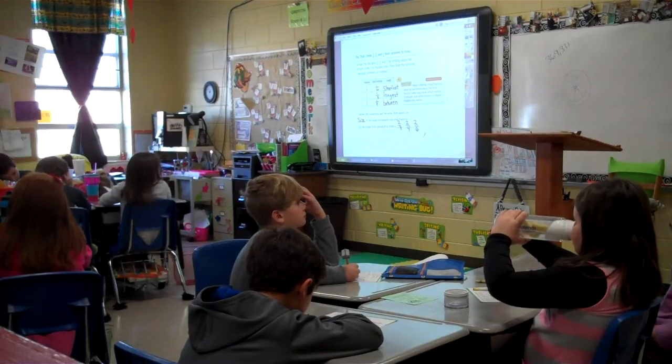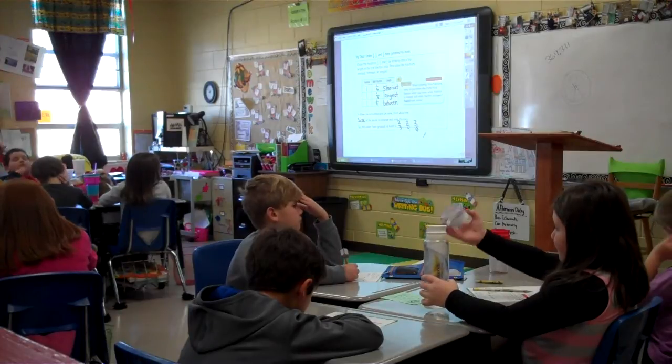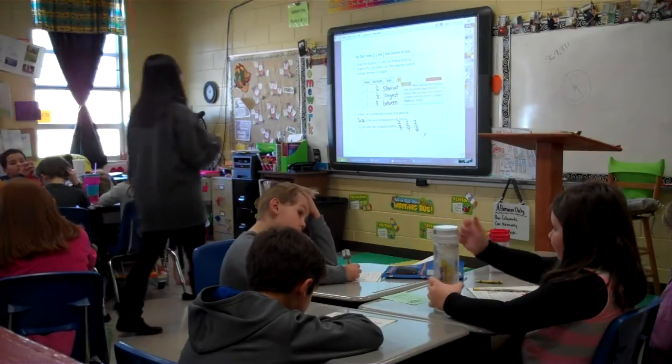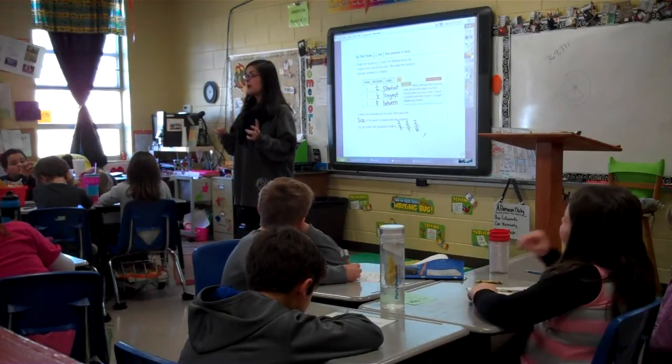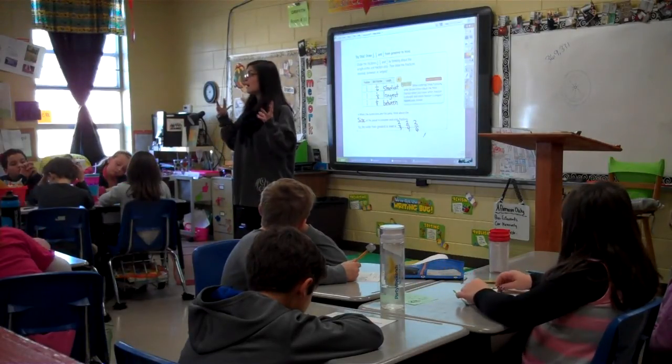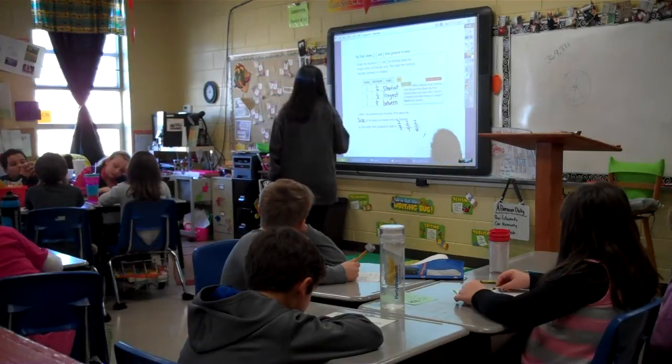Remember, when you're comparing these fractions that have the same numerator, that top number's the same, you've got to look at the denominator. And the bigger the number, the smaller the piece. The smaller the number, the bigger the piece. Don't forget that.